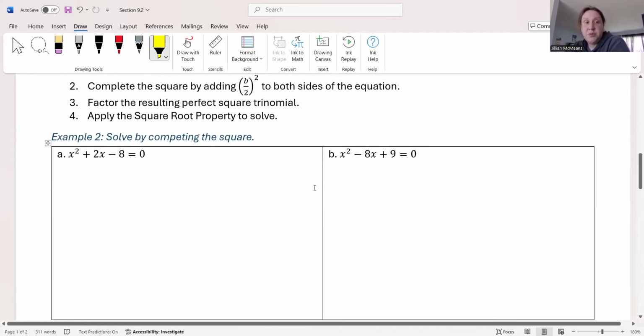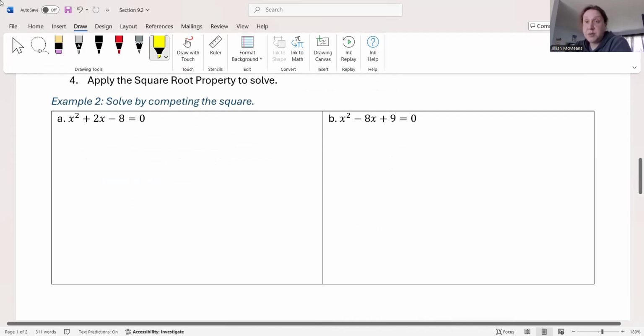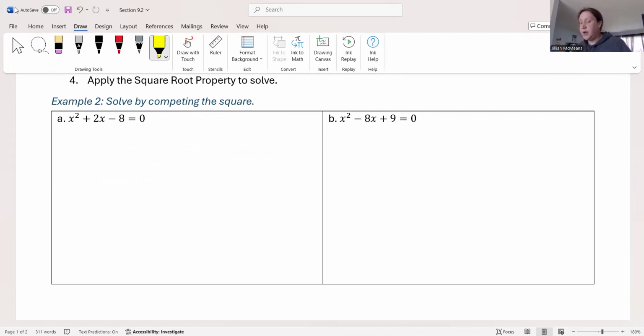Okay, so example 2 says solve by completing the square. So let's dive in. For example A, it says x squared plus 2x minus 8 equals 0. We want to get the two terms that contain the variables alone. We want the constant separated from that. So I'm going to add 8 to both sides. And I'm going to leave a little space when I do this. Hopefully you'll see in just a second what I mean.